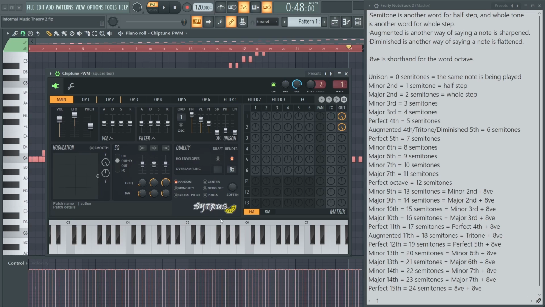Alright, E flat and C. So we have E flat, and then 1, 2, 3, 4, 5, 6, 7, 8, 9. That's 9 semitones to get to C. So we have a major 6.